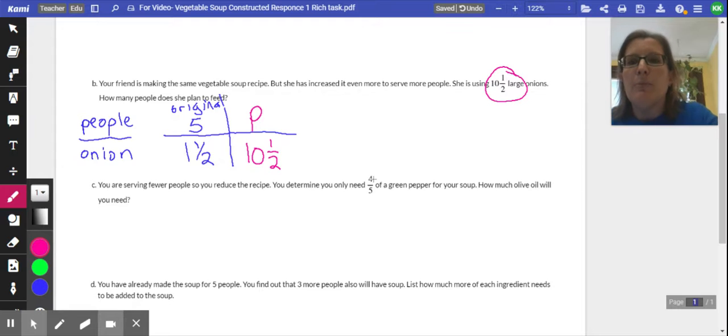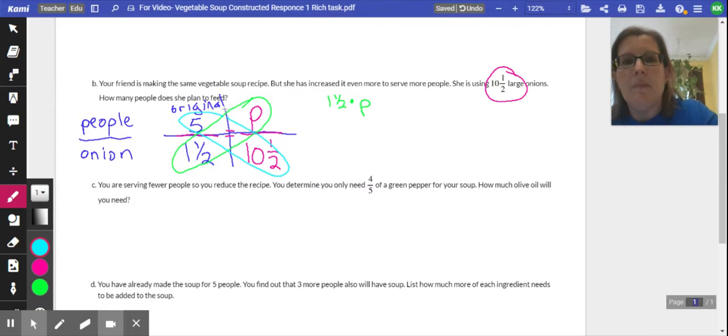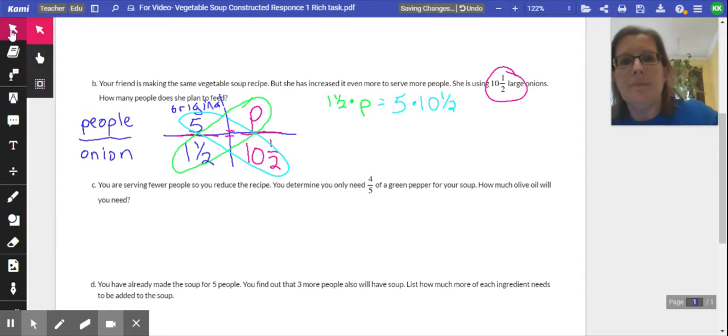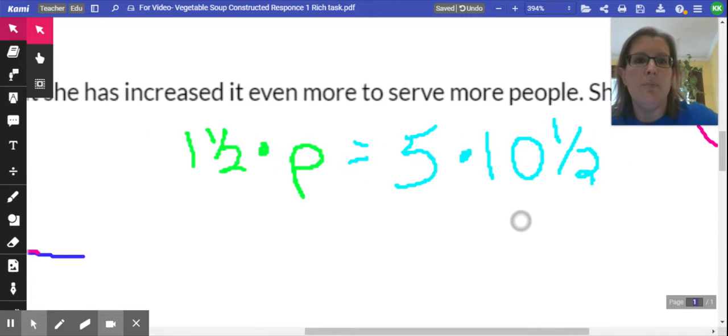So I now have a proportion. I have it set up as 5 over 1 1/2 equals how many people over 10.5. And I'm going to use cross products, the butterfly method, to solve this. So when I use cross products, I get 1 1/2 times P equals 5 times 10 1/2. And I'm going to zoom that in so I have more space to work.